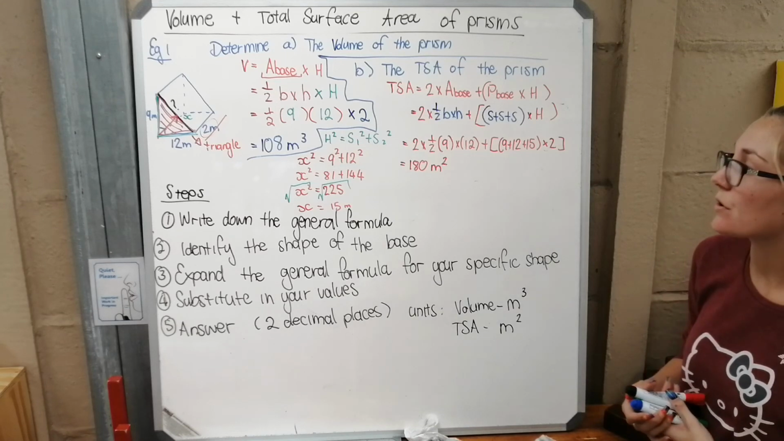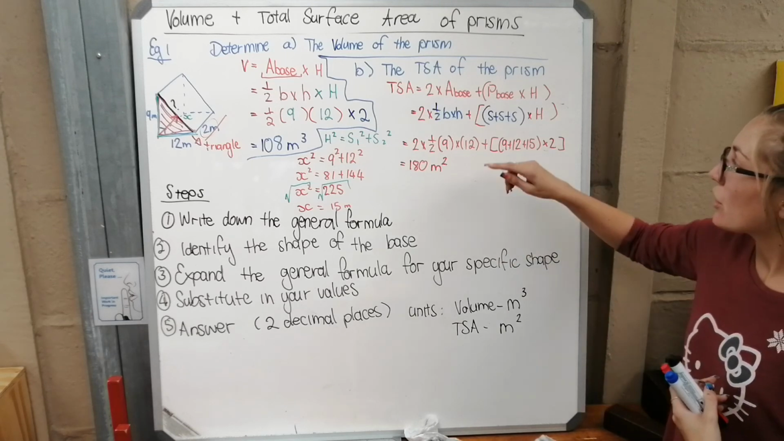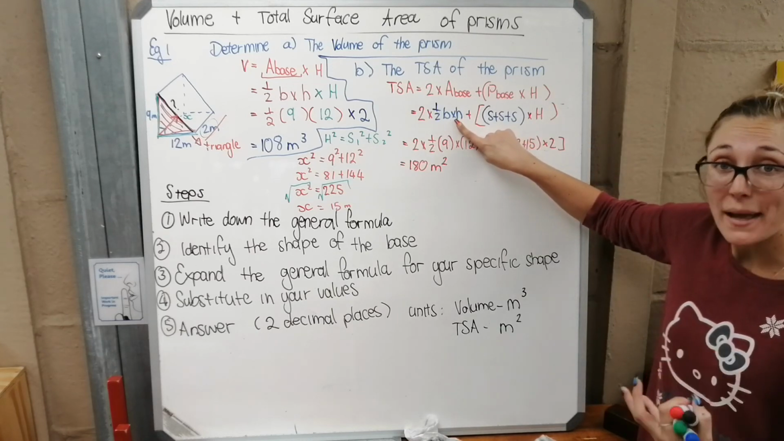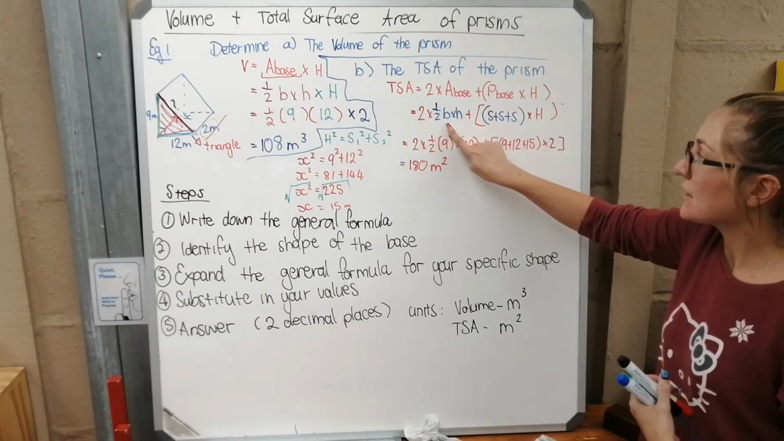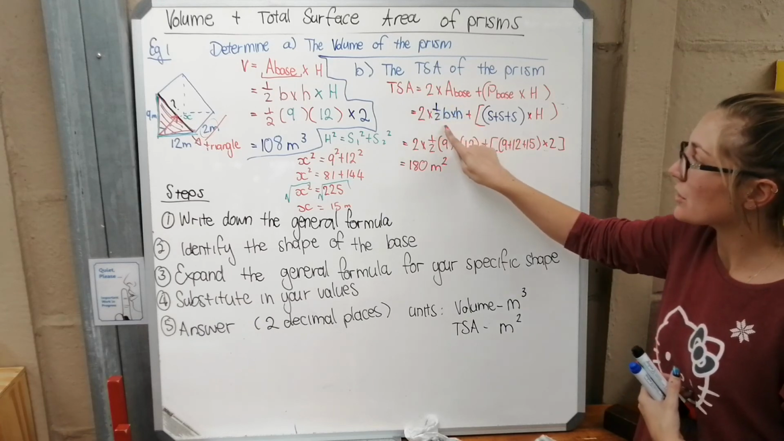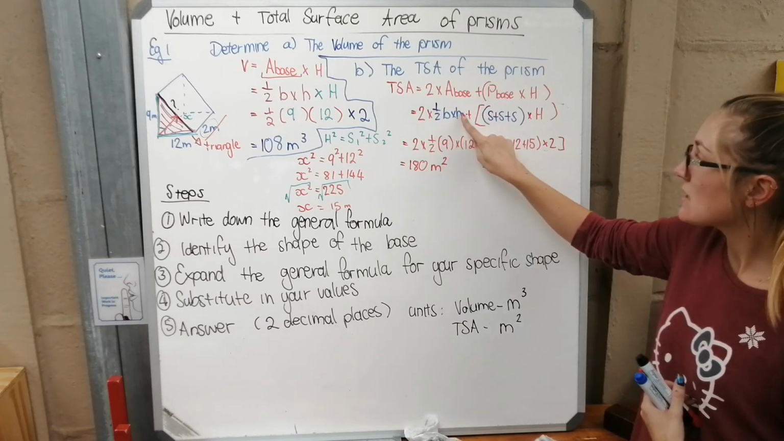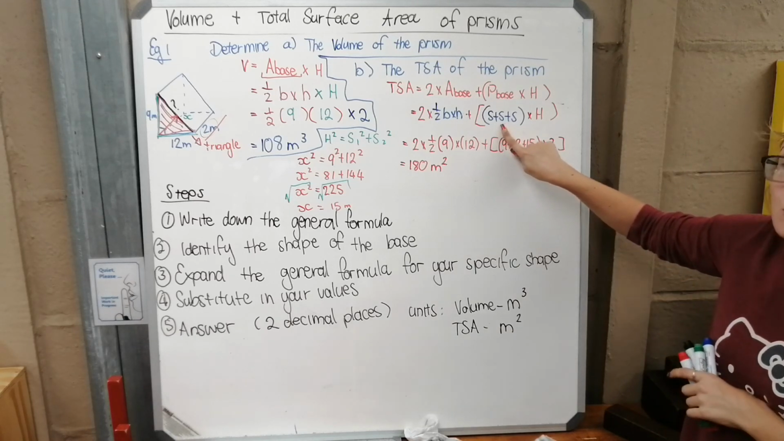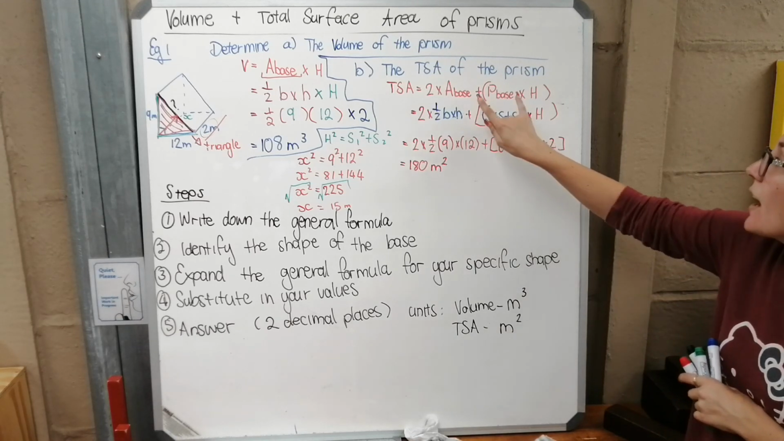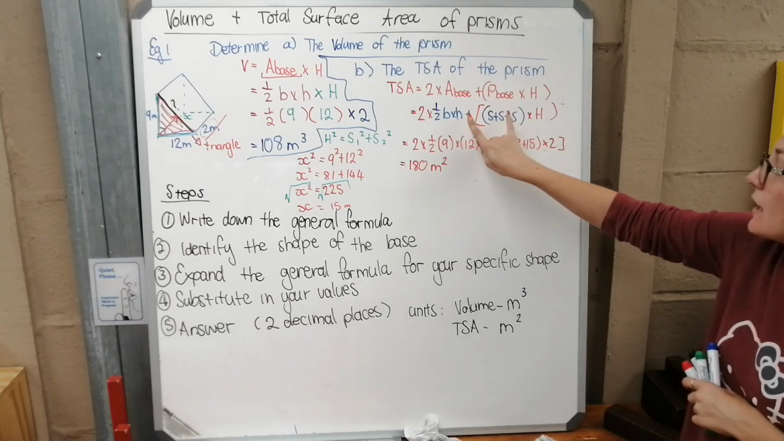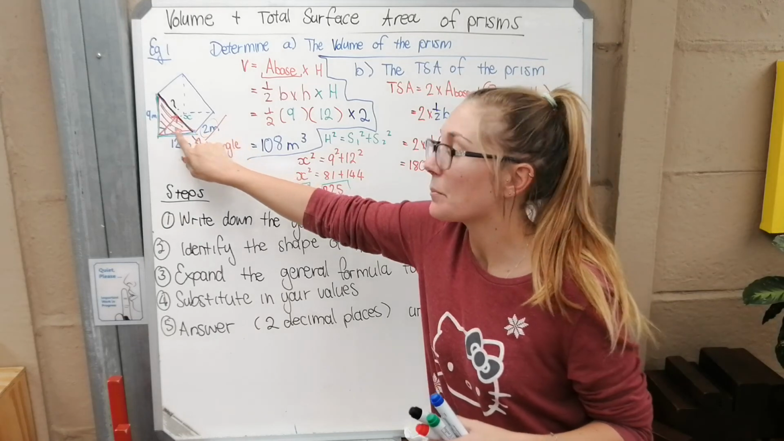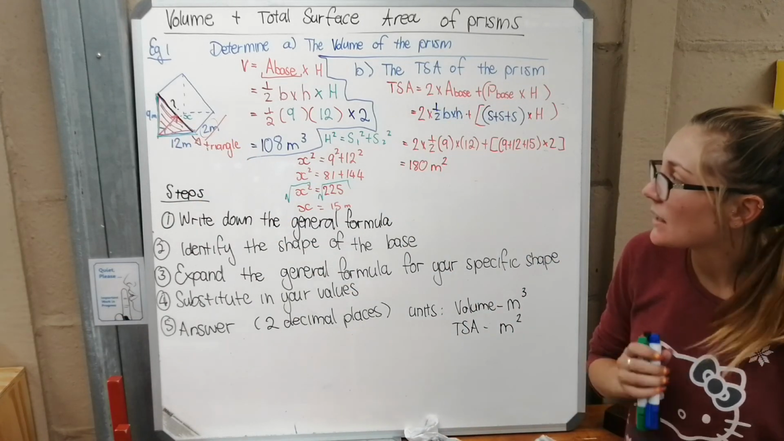So if this were a cylinder, when you got to this point here, if our base was a circle, then here we would put area of a circle, which is pi r squared, and here we would put the circumference of a circle, which is 2 pi r. Okay, so you would take your general formula and expand it according to whatever your specific base shape is. Okay, so I'm going to leave you there.